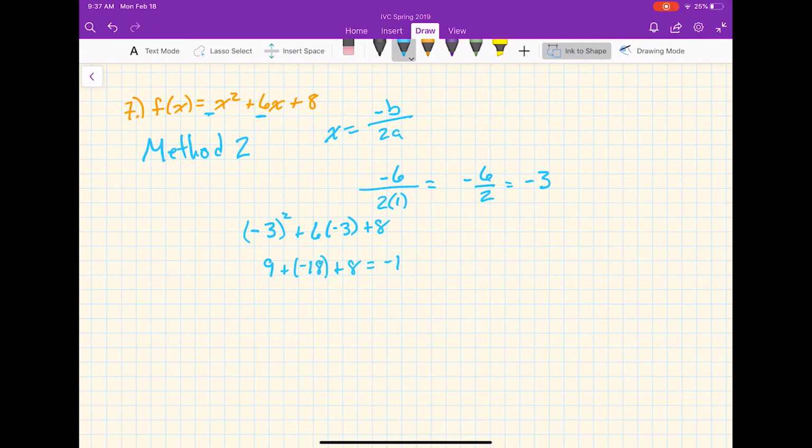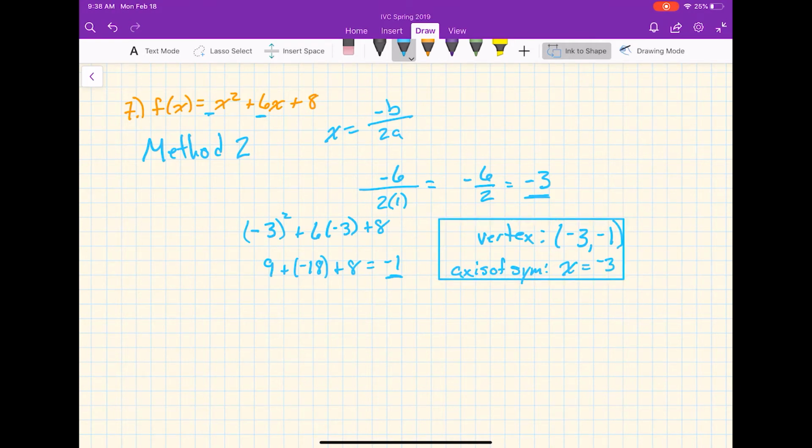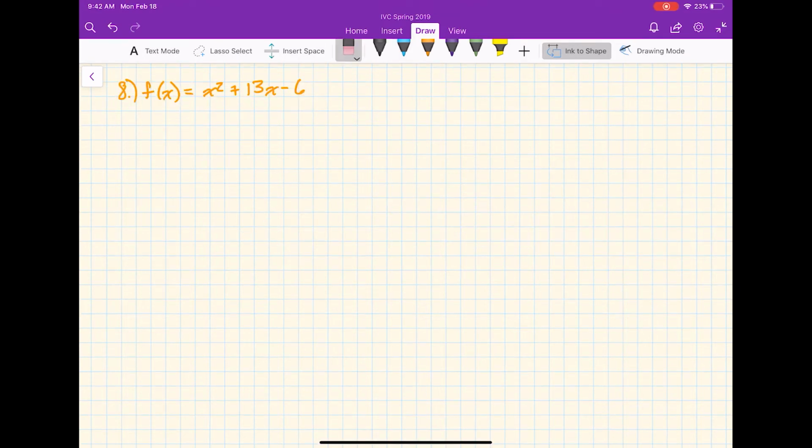So 9 plus a negative 18 is negative 9, plus 8 is negative 1. So our ordered pair for our vertex is going to be negative 3, negative 1. Vertex, negative 3 and negative 1. And our axis of symmetry is just the x portion of that ordered pair, so it's x equals negative 3. That would be the vertical line that this parabola would be reflected across.